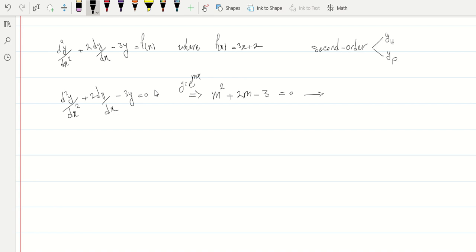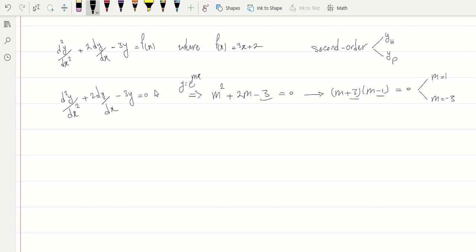Now we can factorize this equation and say this would be equal to m plus 3 times m minus 1, which would be equal to 0. We did this factorization by the fact that the multiplication of these two numbers that I wrote would be equal to minus 3, and the summation of these two numbers would be equal to plus 2. So we get two values of m: m is equal to 1 and m is equal to minus 3.